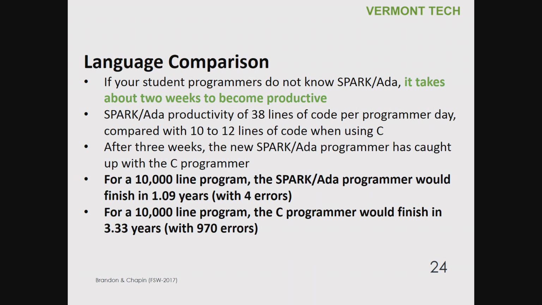And at the higher productivity rate, at the end of 3 weeks in competing with an experienced C programmer, they have caught up. And in a program of the size that we just talked about in the previous talk, which was the size of our program in our first satellite, about 10,000 lines of code, the C programmer would take 3.33 years and have 970 errors. The Spark Ada programmer would take 1.09 years and would have 4 errors. The difference is just enormous. It would make the difference between your thing operating or not operating.